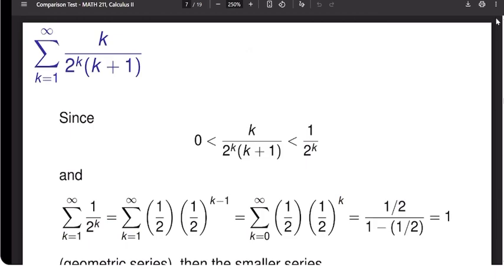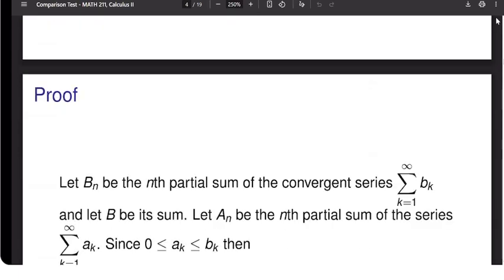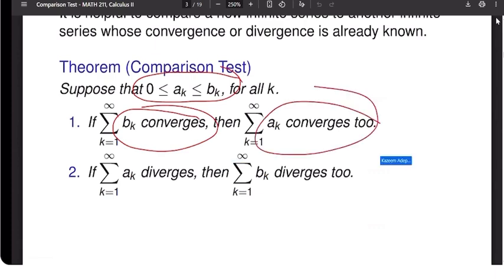I think I'm going to show you what I'm talking about here. Take a look at that. According to the comparison test, if I have this relationship between the original AK given and the BK that you form, now, if your BK converges, if the new one that you formulate converges, automatically your original function converges. Does that make sense? And if the original one diverges, then the new one is going to diverge as well.